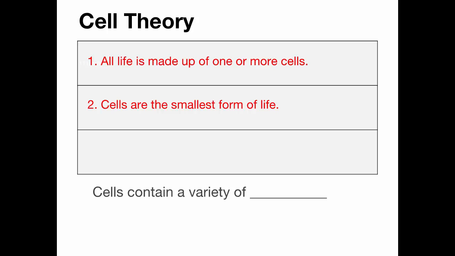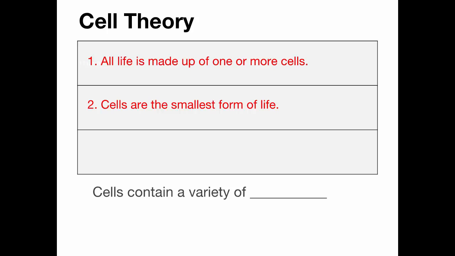Also, cell theory states that cells are the smallest form of life. What are the smallest living things? Ants. People always say ants, but much smaller than ants. Bacteria. Tiny little single-celled living things that are made of just one very, very small cell. So some things are just a single cell.